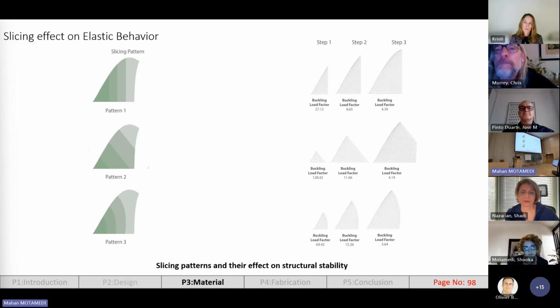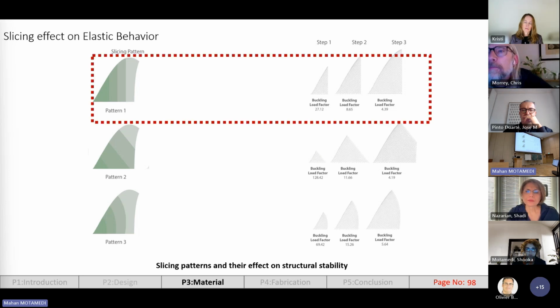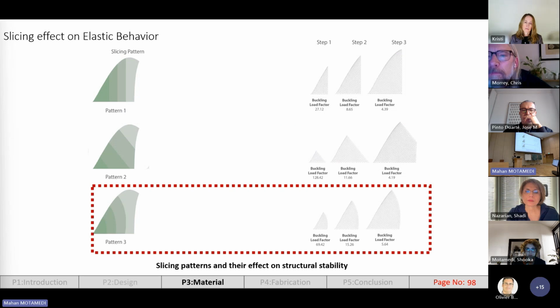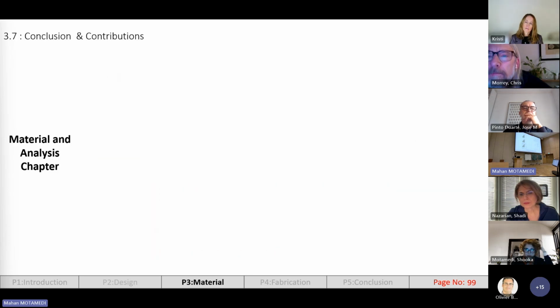In this slide, I will show you how a slicing pattern will affect the elastic behavior of the material. So here we have one geometry, which is sliced by three different patterns. At each level of the slicing, we have calculated the buckling factor of the geometry. And as you can see, at the third one, at the ending part of the slicing, we had the higher buckling capacity, showing that for this scenario, the third pattern is the better candidate.